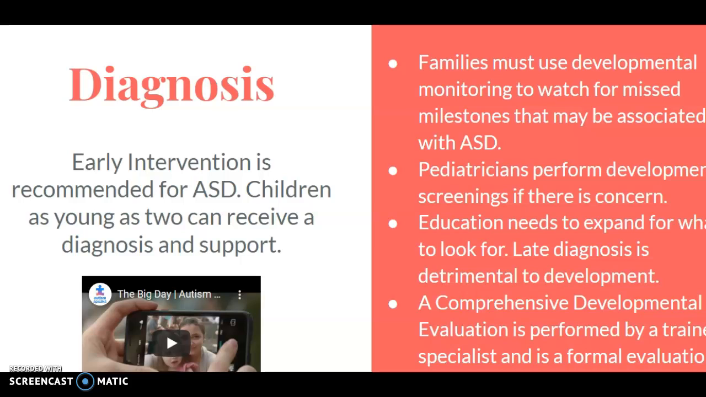Autism spectrum disorder should be diagnosed and understood as early as possible. Children as young as 2 can receive diagnosis and support. A recent CDC recommendation is that if there are any missed milestones, therapies should begin as soon as possible.